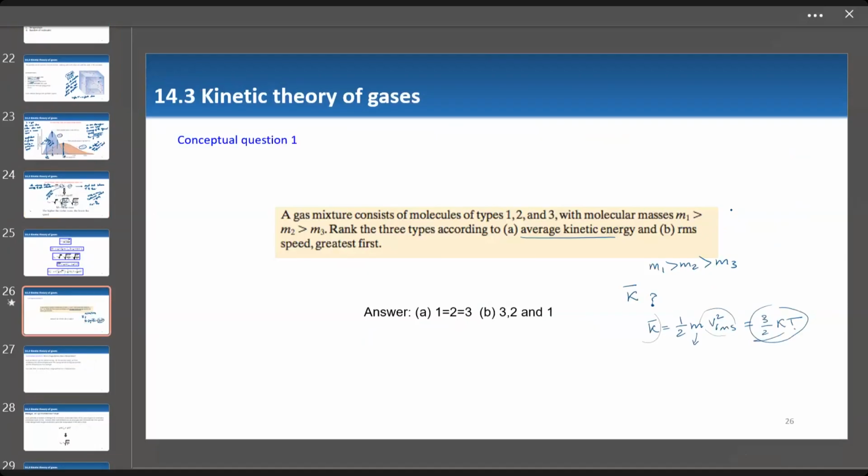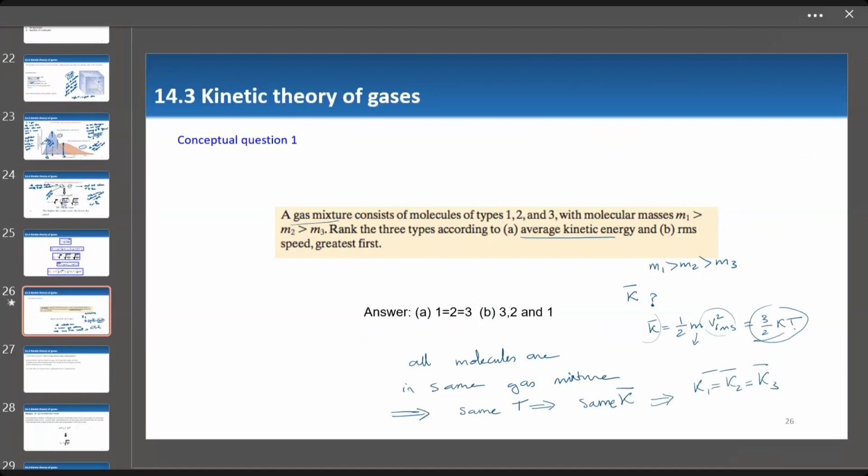But these three molecules are all in the same gas mixture. What does that mean? It means that they have the same temperature, and thus they must have the same kinetic energy. So if I want to rank them according to their average kinetic energy, K1 equals K2 equals K3.